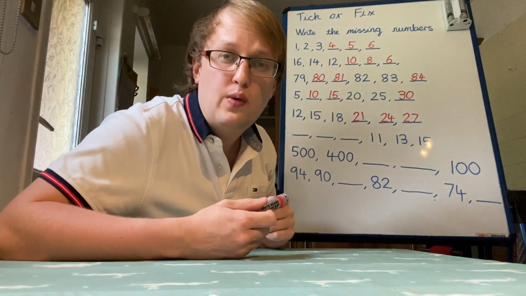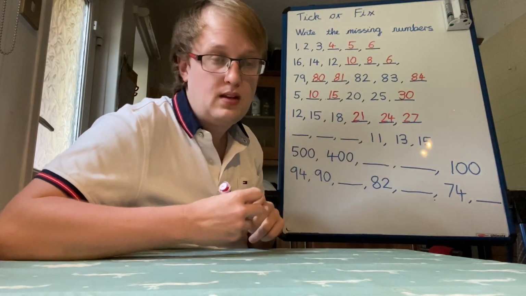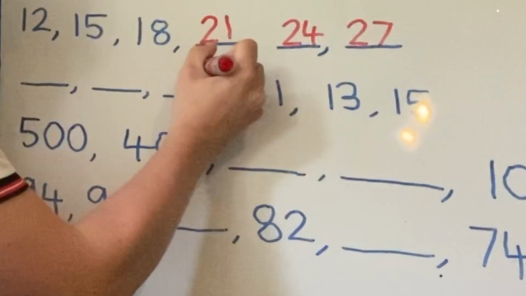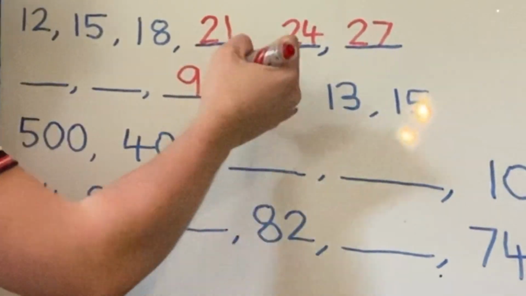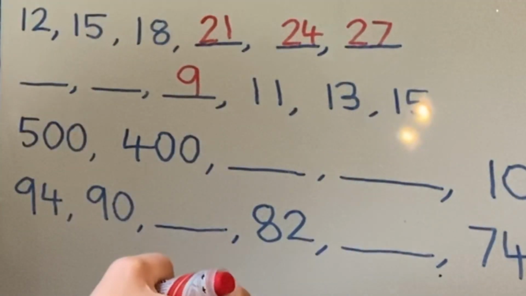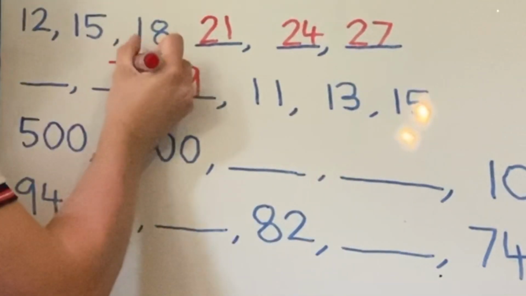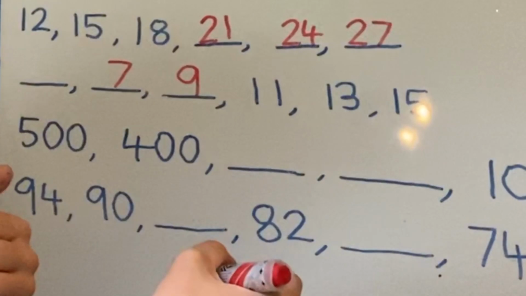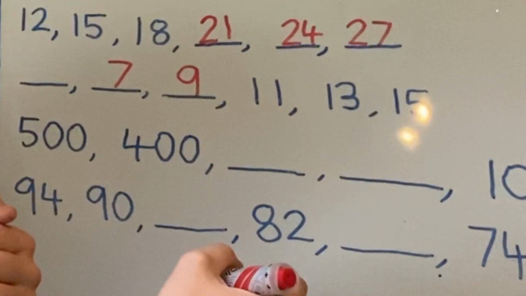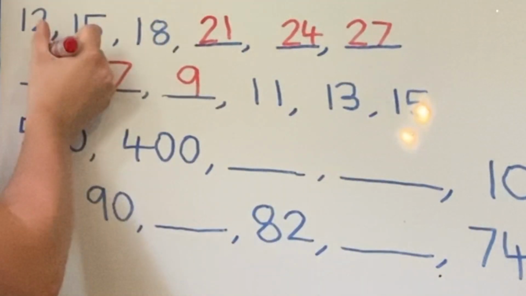So 11 take away 2 is 9. And let's subtract another 2. 7. And let's subtract another 2. 5.